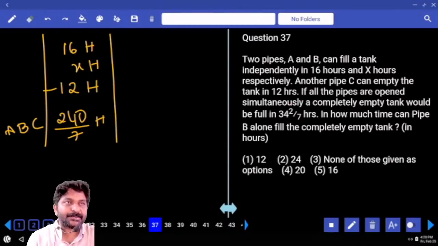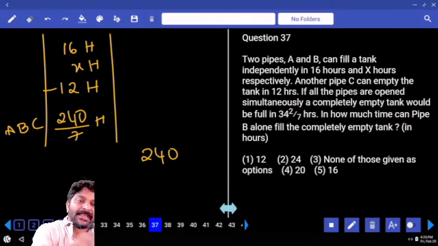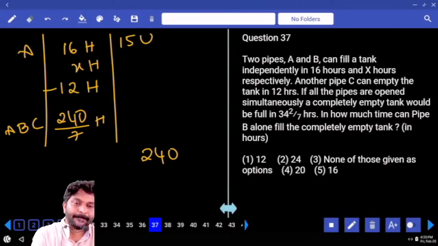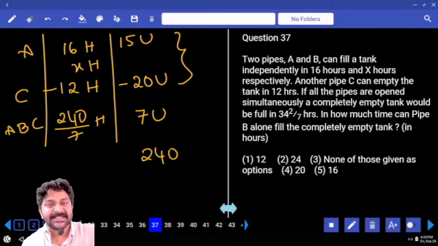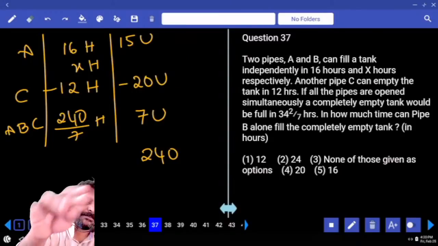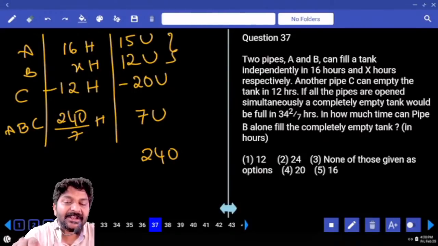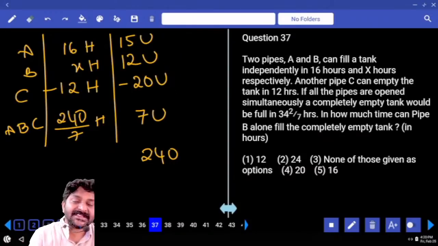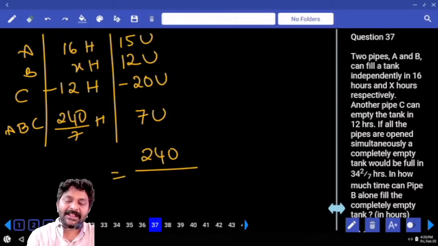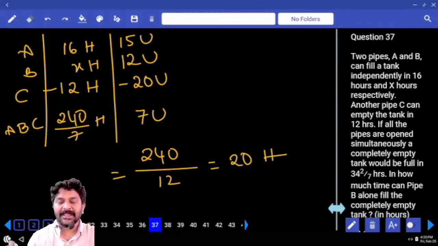Right. So let's use the units method. Total work is 240 units. A alone can do 15 units. C alone can do minus 20 units. A, B, C, all three together can do 7 units, correct? Then B value is equal to 12 units. B is equal to 12 units. Check: what is A plus B? 27 minus 20 is 7. Condition satisfied. Now B, to fill the empty tank at the rate of 12 units, 240 by 12, answer 20 hours. Final answer.